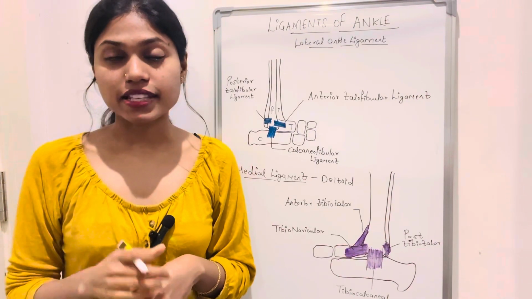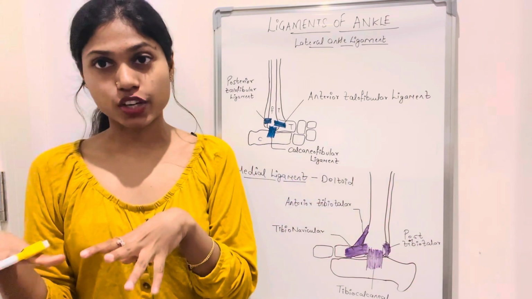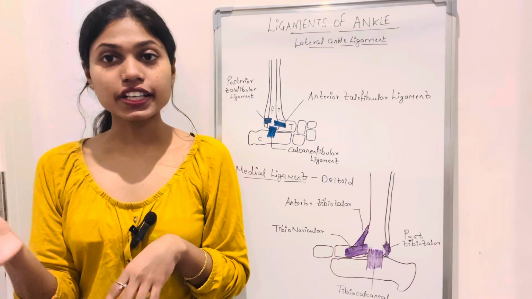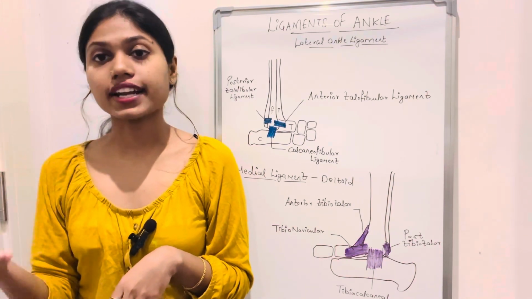Let's talk about the ligaments of the ankle joint. Now, in the ankle joint, you have a lateral complex and a medial complex. In the lateral complex, there are a total of 3 ligaments, and in the medial complex, there are in total 4 ligaments, which together are called your deltoid ligament.